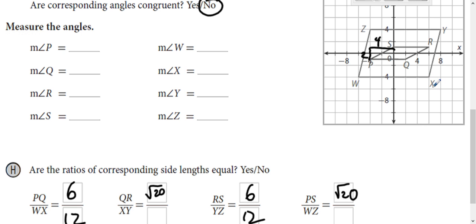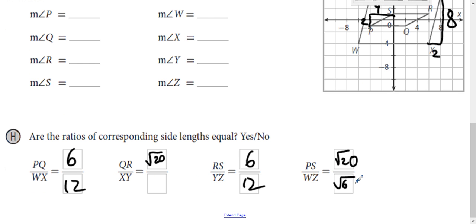Do the same thing for XY. Since we're counting by 2s, this has a length of 2, and 2, 4, 6, 8. So 64 plus 4 is 68. You can reduce this to be 1 over 2 and 1 over 2. If you type these into your calculator, you do not get the same ratio. The square root of 20 divided by the square root of 68 is not 1/2. So they have different ratios.